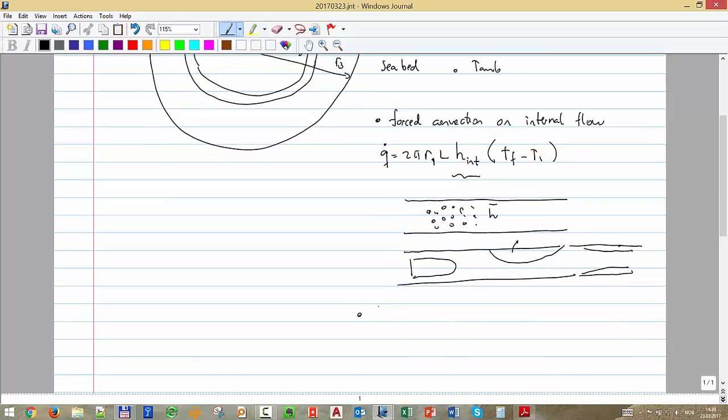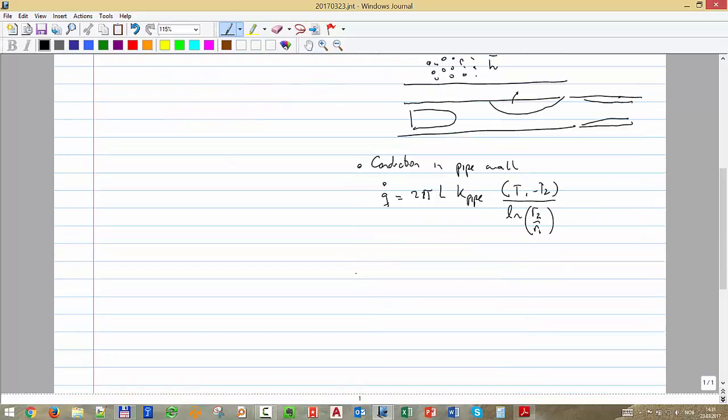So then you have conduction in the pipe wall, and there we have Q equals 2 pi L, again K of the pipe, and here you have T1 minus T2 over ln of R2 over R1. Okay.